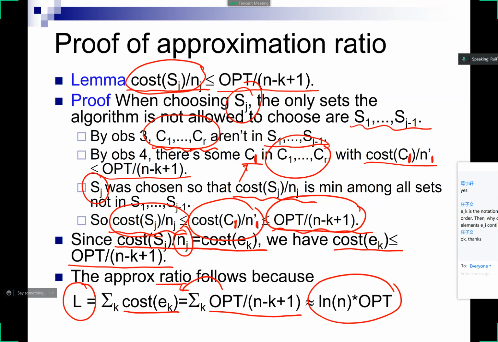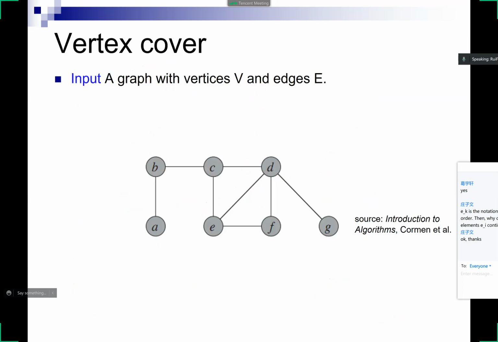Next we're going to talk about another problem. We're going to look at an approximation algorithm for vertex cover. We've actually seen vertex cover before, but let me just remind you what the problem is. We're given a graph, and suppose right now it's an unweighted graph, with edges and nodes.